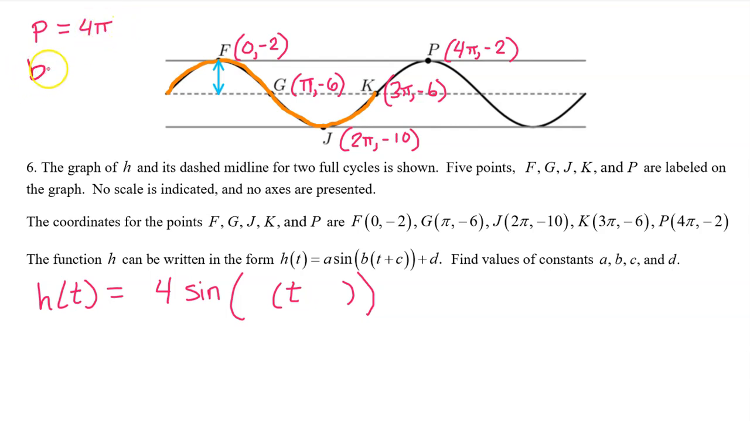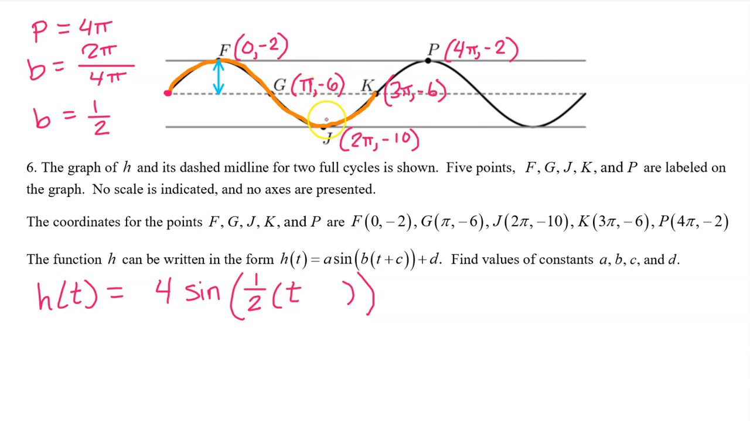The b value is given by 2 pi divided by the period. So in this case, that's 2 pi divided by 4 pi. The pi's cancel out, leaving 2 over 4, which reduces to 1/2. So the b value is 1/2. The c value is the opposite of the phase shift, and the phase shift is the first input value. So we need to figure out what the first input value is.